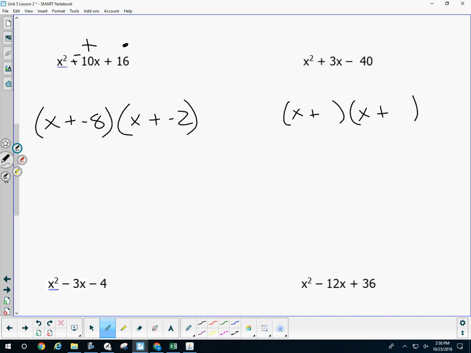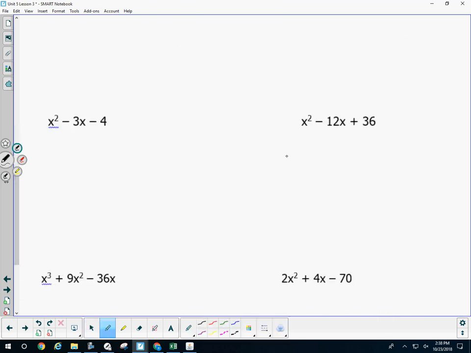6 and what gives you 40? Nothing. That's exactly right. Let's see. 10 and 4. 10 and 4 combined to give us 3? Nope. 5 and 8. There we go. 5 and 8. Which one's positive? Which one's negative? 8's positive. 5's negative. See?